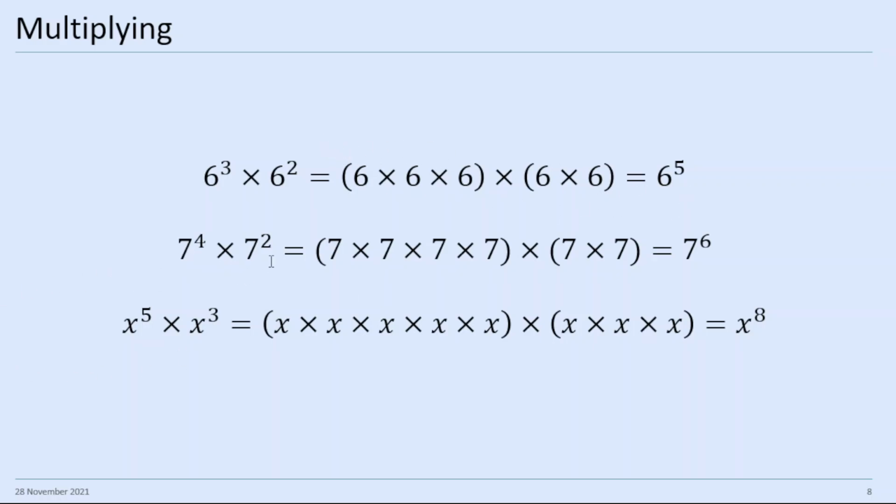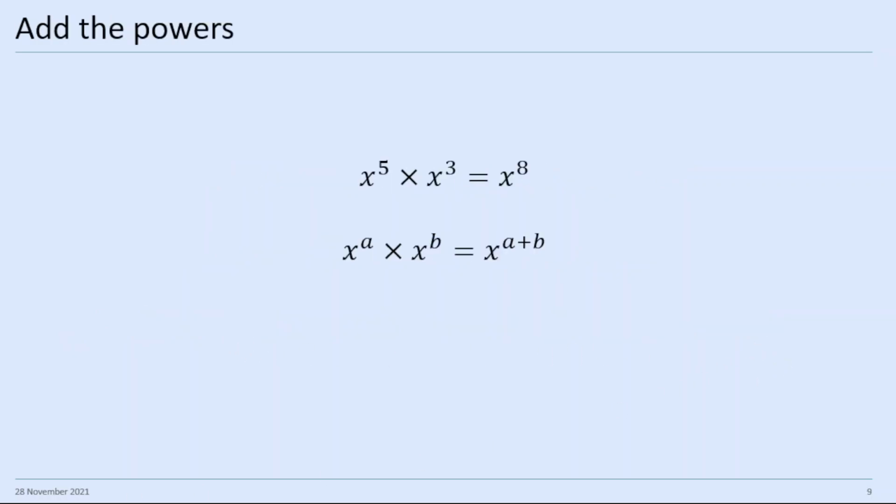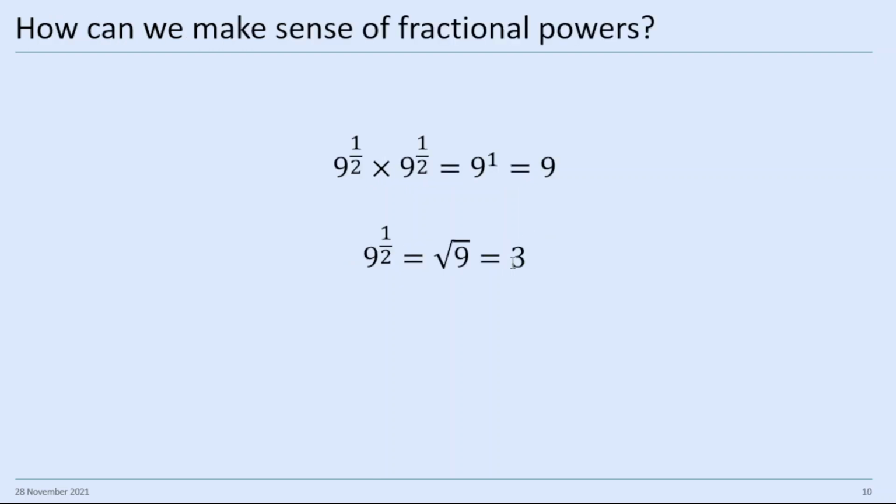7 to the 4 times 7 to the 2 equals 7 to the 6. 4 plus 2 equals 6. And x to the 5th times x to the 3 equals x to the 8. 5 plus 3 equals 8. Add the powers. x to the a times x to the b equals x to the a plus b. So when we're multiplying, we add the powers.